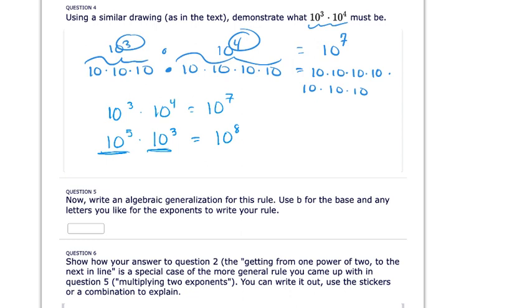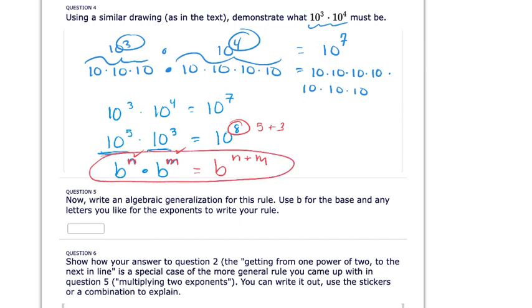together. So if it was some base to some power times the same base to another power, you can see up here to get that 8, they did 5 plus 3. And so for us, we have an n and an m, so ours would be b to the n plus m. And that would be how you multiply with exponents when you have common bases.